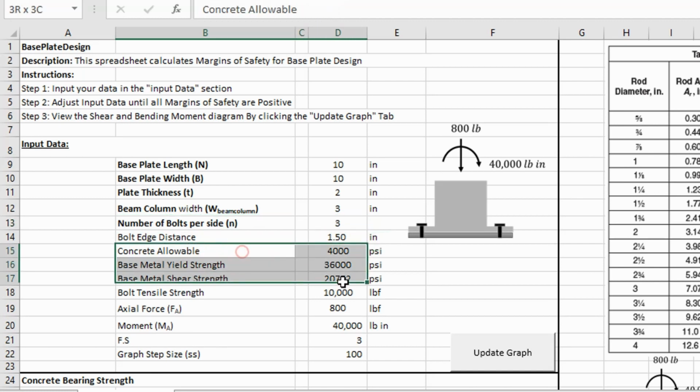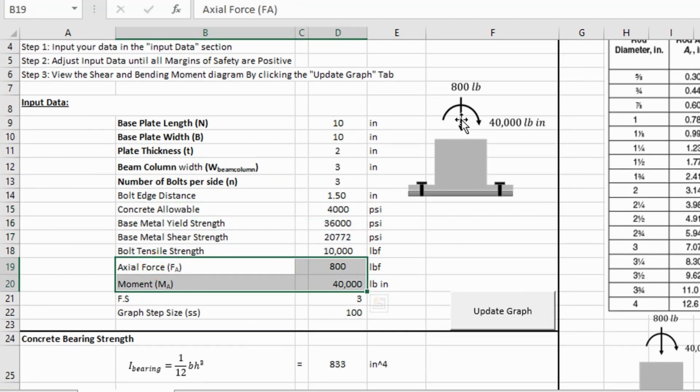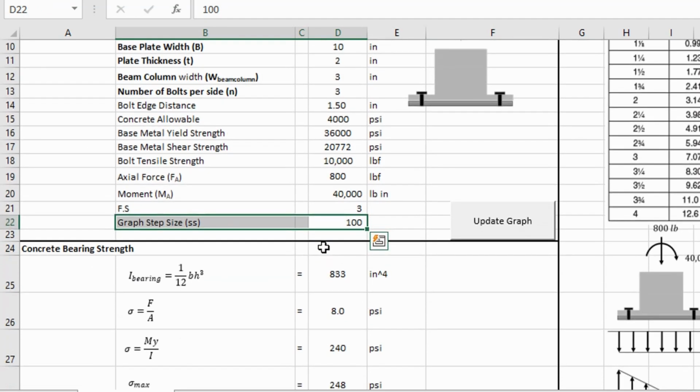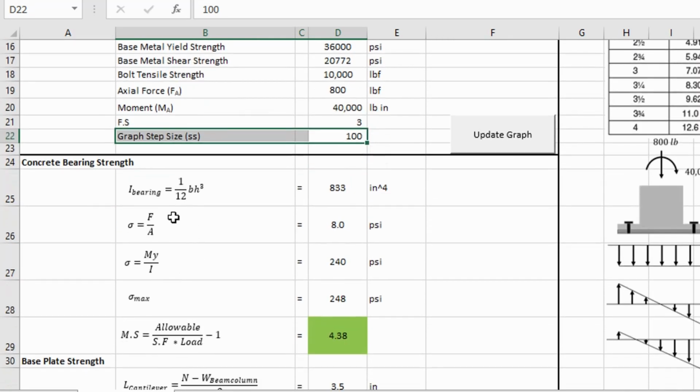And then we have our allowables. We're going to need these to calculate our margins of safety. And then here's our loads that are acting on this column. And then we have a factor of safety, which we will incorporate into our margin calculations. And then we have a graph you can generate here, which we'll cover in another video. But you can see here we have our inputs and then we have our calculations with our outputs. So that's how this is organized.